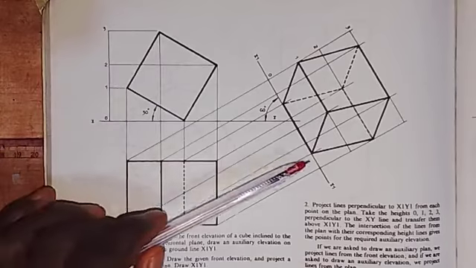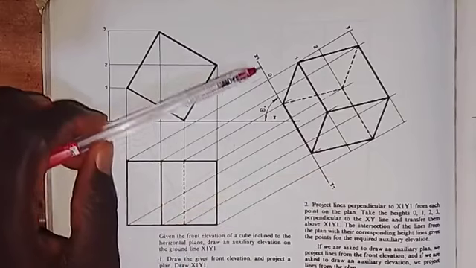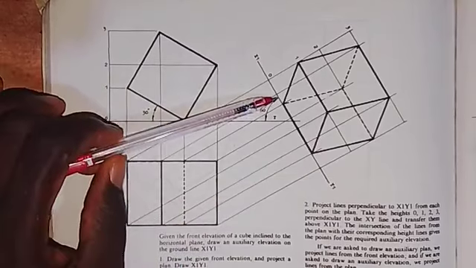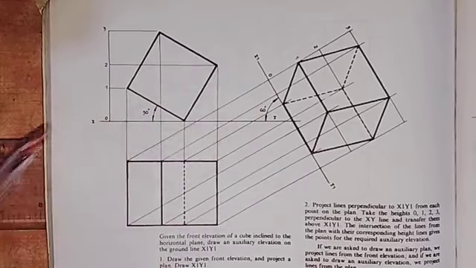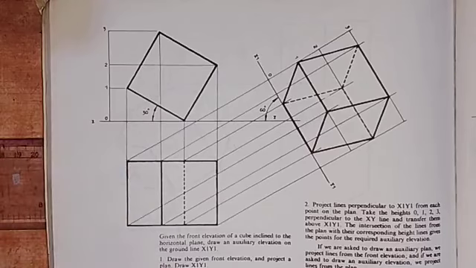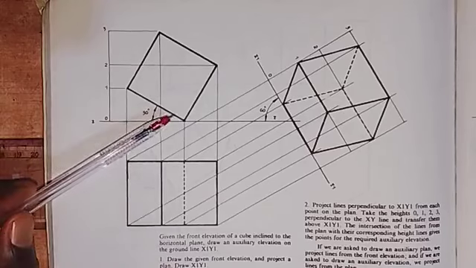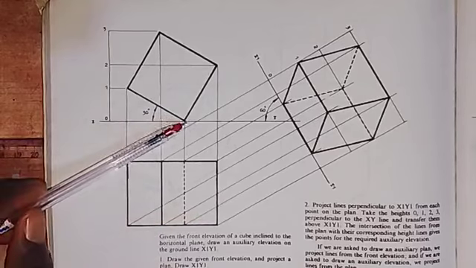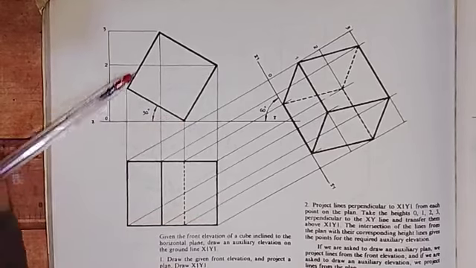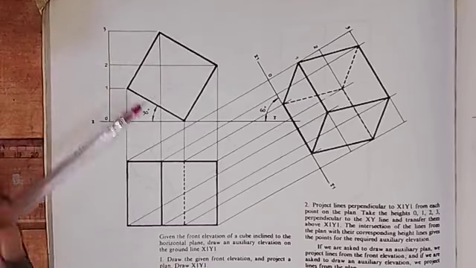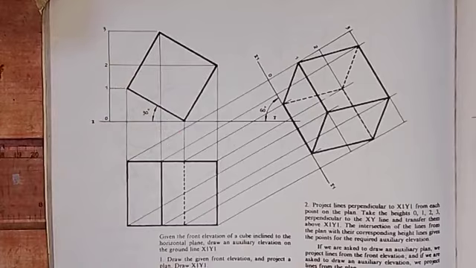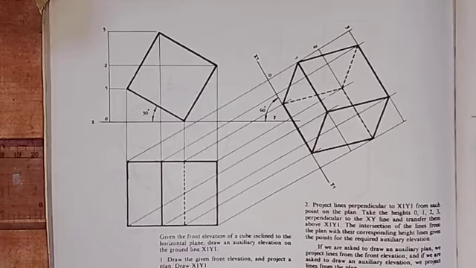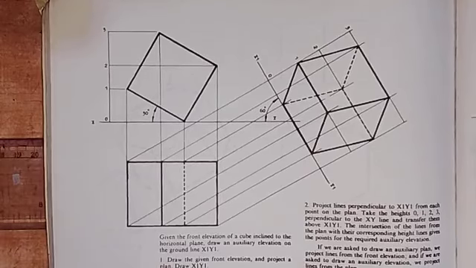Then we also have the ground line x1 y1, which is inclined at an angle of 60 degrees to the xy line. The dimensions are not given, but since it's a cube, all the sides are equal. So I'm going to take the distance from here to here to be 50 millimeters, so that we can have it big enough.